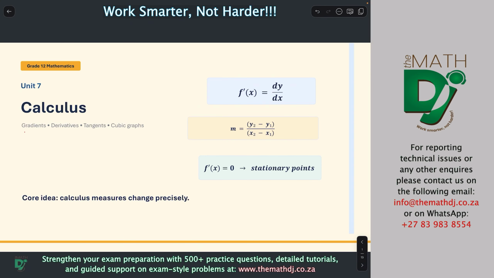Welcome back to Grade 12 Mathematics. Today we're going to focus on Unit 7, Calculus. Under Calculus, we're going to do gradients, derivatives, tangents, and cubic graphs.